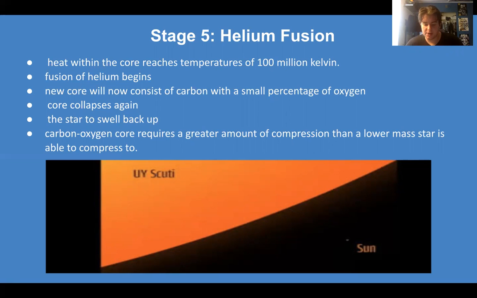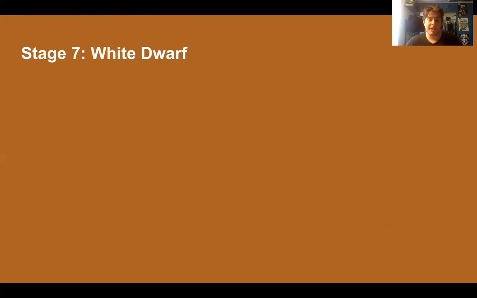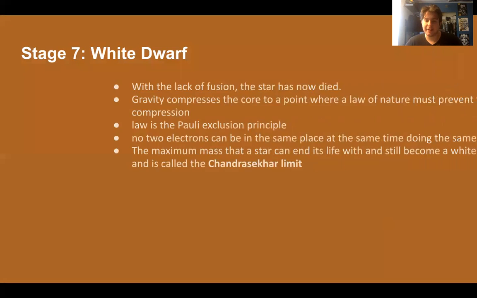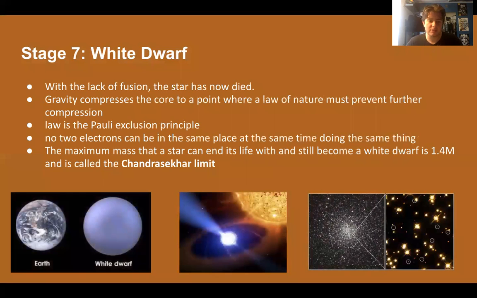This stage is where low and high mass stars diverge. The carbon-oxygen core requires a greater amount of compression than a lower mass star is able to compress to. With the lack of fusion, the star has now died. This stage in the star's evolution is called a white dwarf. Gravity is in complete control due to the lack of internal pressure.